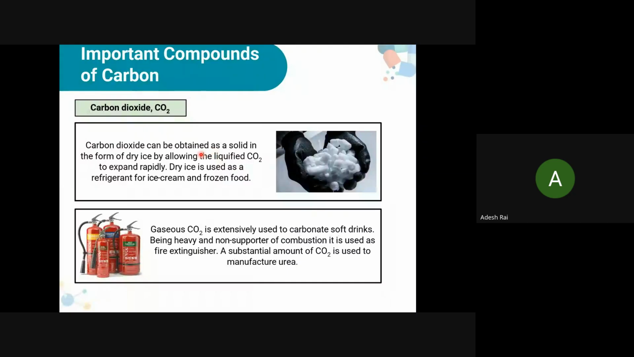So from Anand, a place in Gujarat, they have to supply or transport the ice creams pan India. How would they do it? Won't the ice cream melt on the way? So what do they use? They use solid CO2, which is also called dry ice.